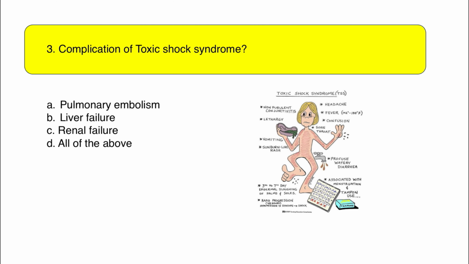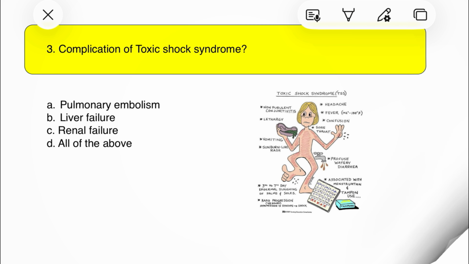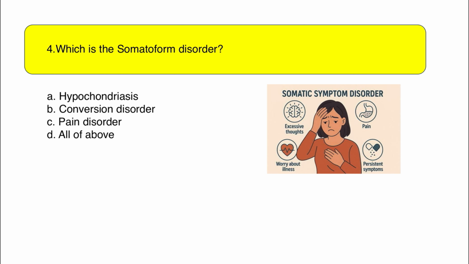The complication of toxic shock syndrome is option A pulmonary embolism, option B liver failure, option C renal failure, and option D all the above. The right answer is option D. Move on to the next question.